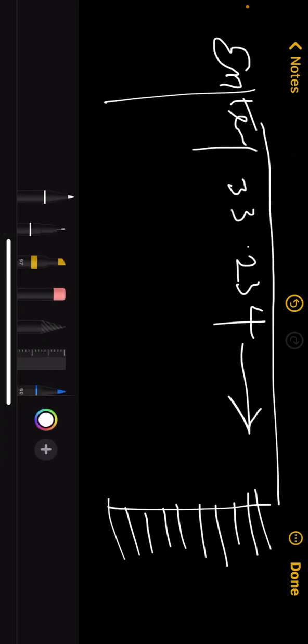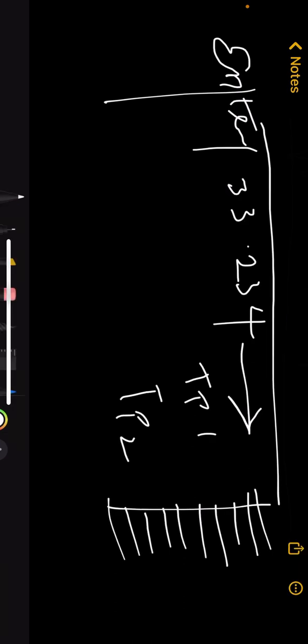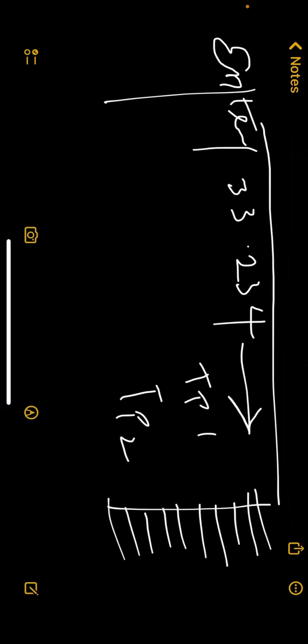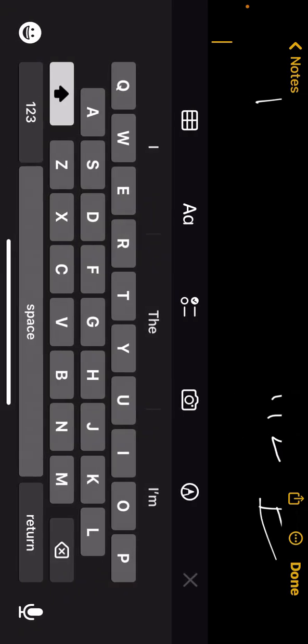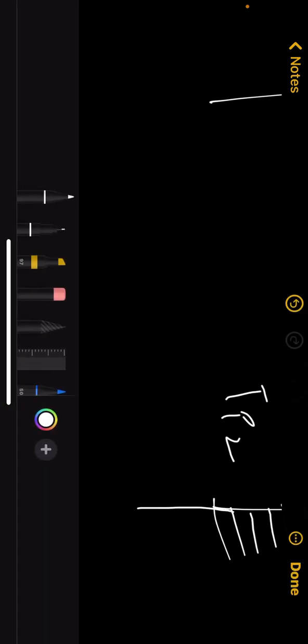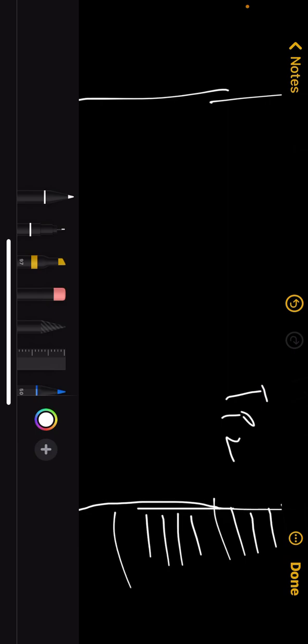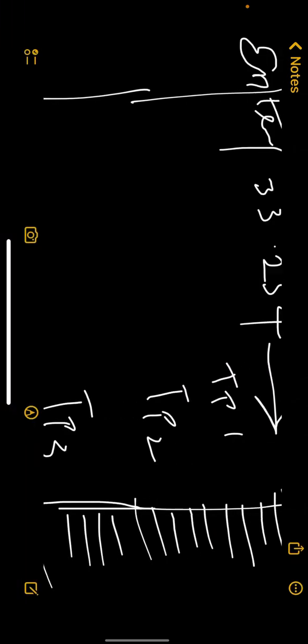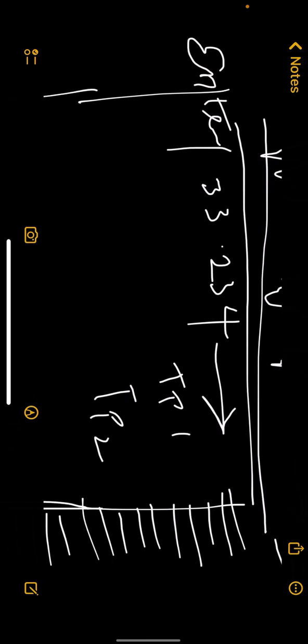And our TP1, I'll just represent our TP by, okay, let me just say TP1. TP1, TP2. Let me extend this. So to be a little bit big, let me extend. TP3. And our stop loss.